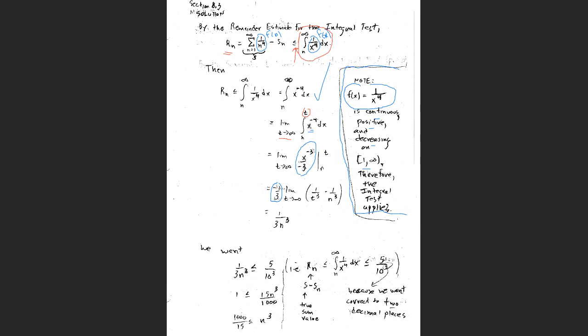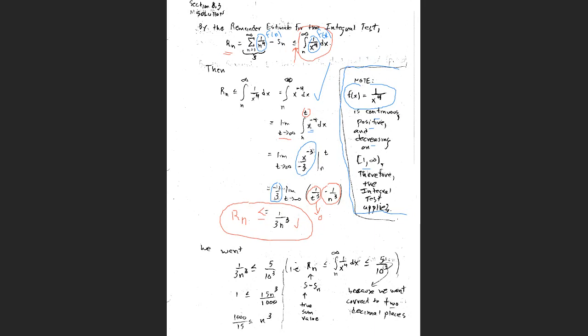What happens to 1 over t cubed as t gets large? What does this go to? 0. It goes to 0. And so you're left with negative 1/3. That's right, Samuel, good. You're left with negative 1/3 times negative 1 over n cubed. That's 1 over 3n cubed. So in other words, the remainder of our estimate will be less than or equal to 1 over 3n cubed.